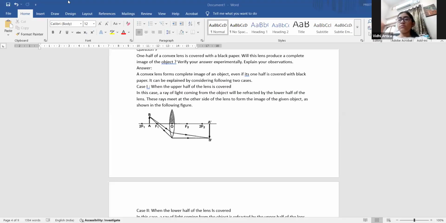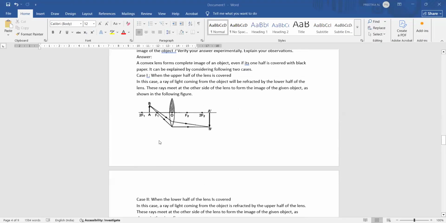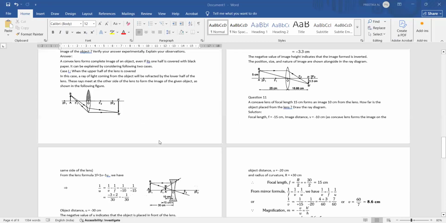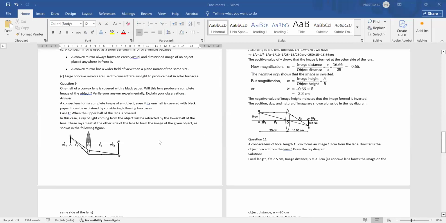Yes, ma'am. All right. Similarly, there's a second case, in case the upper half is covered. So first is the case in case the lower half is covered. The scenario is this one. But in both the cases, definitely the image will be formed. This will be lesser. Okay. Let's just move forward with the next question now.